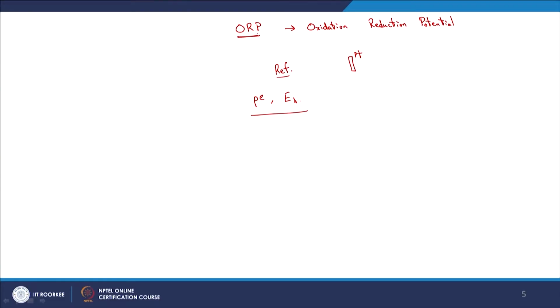So keep in mind that the ORP reading looks at the solution, so it's not specific to any particular redox couple now. There can be multiple redox couples in the solution, obviously. So the ORP meter or this measurement will not look at any particular redox couple. It's going to be the cumulative one, or the PE that's existing in the solution now. So that's one particular aspect.